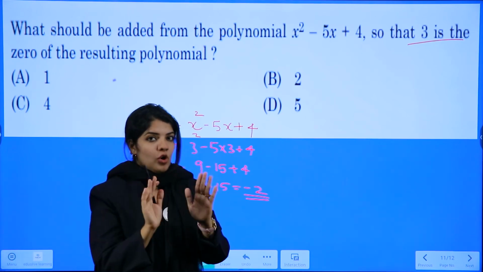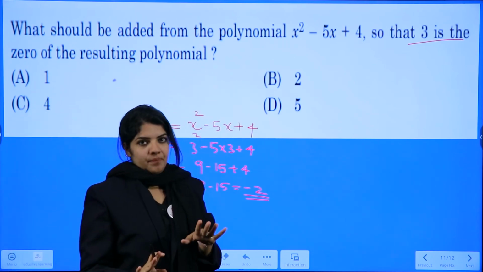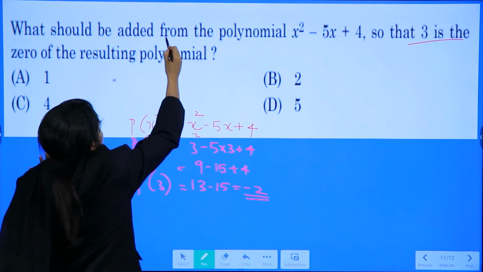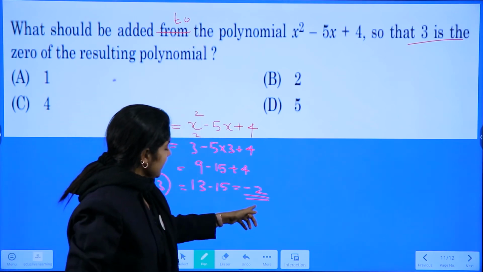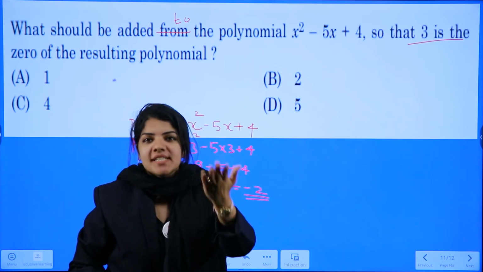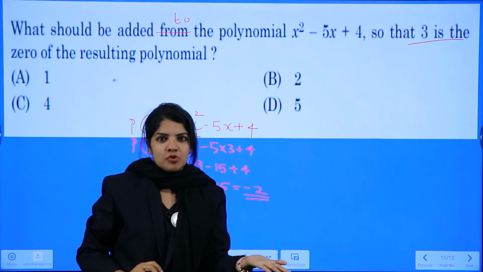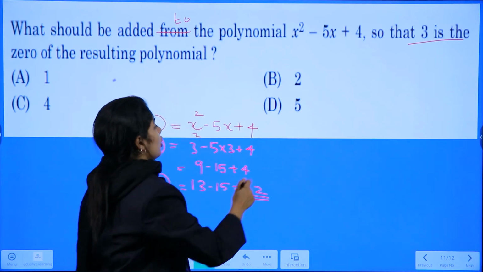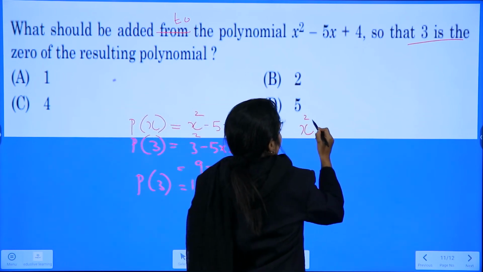So we have to find a number that should be added to this number. In this case, we get negative 2. We have to take the opposite sign of that number. The opposite sign of negative 2 is positive 2. So positive 2 should be added to this.